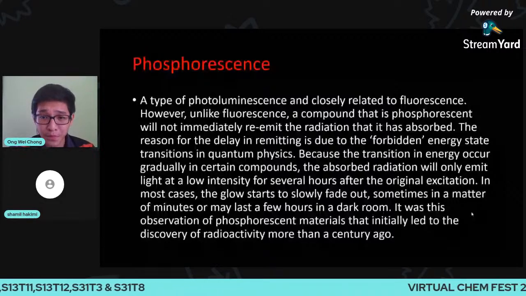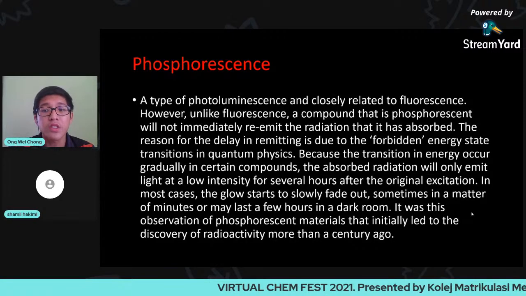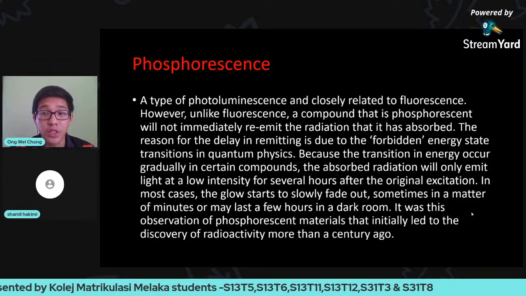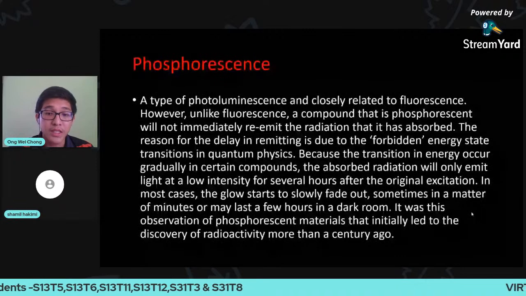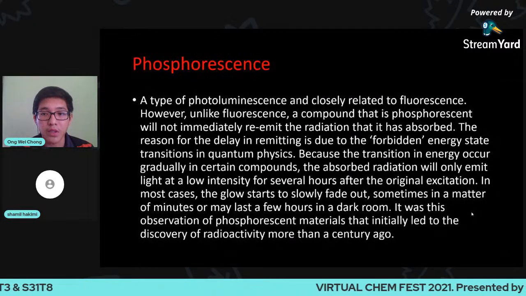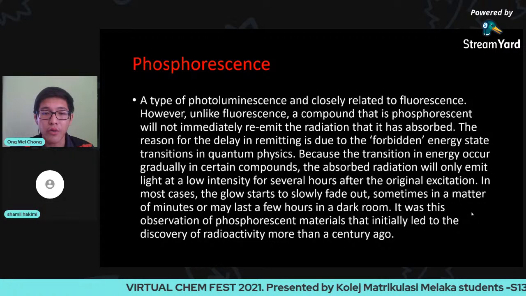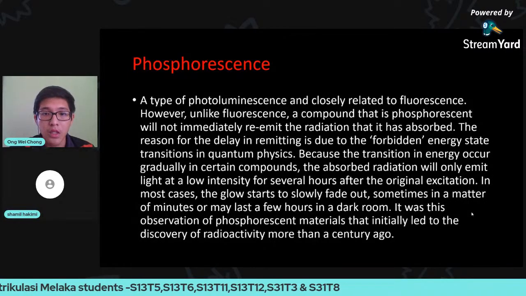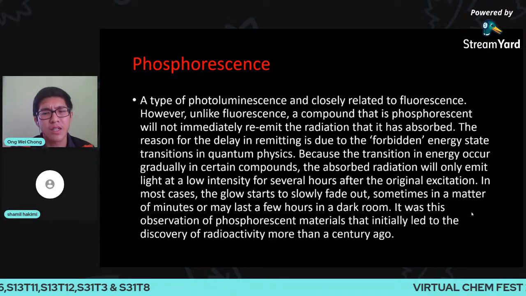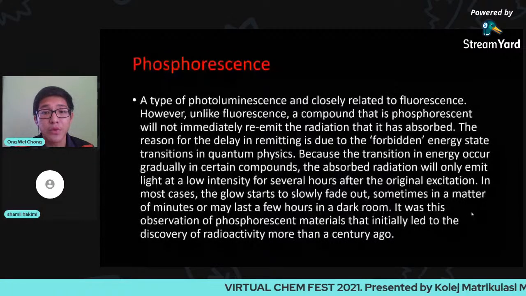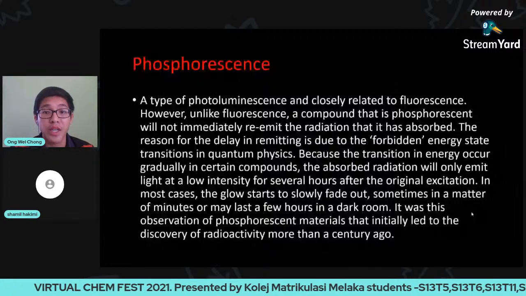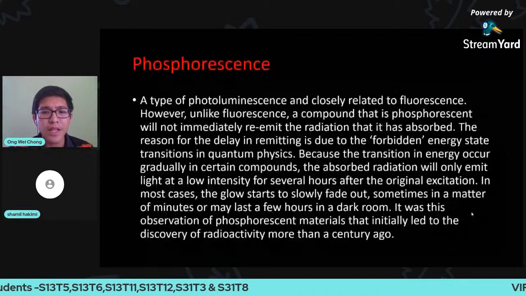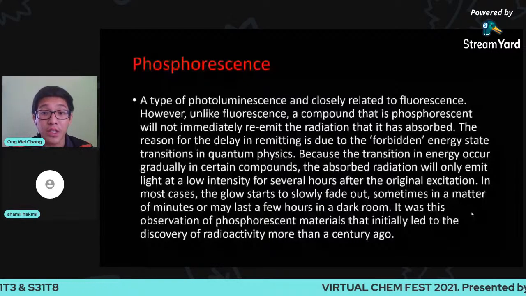How does this happen? The transition in energy occurs gradually in certain compounds, so the absorbed radiation will only be emitted as light at low intensity for several hours after the original excitation. The object will start to glow and slowly fade out. It depends on the chemical compound, so it may last a few hours in a dark room or maybe just a few minutes. One example that we usually see in daily life is an alarm clock with clock hands that have phosphorescence. When we are sleeping at night and want to see the time, we can see it even in the dark room. Another example is our watch, where we can also see the time in a dark place.